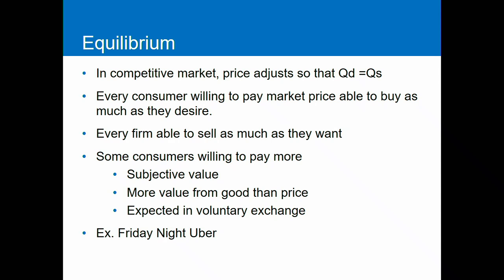So in equilibrium, when there's a competitive market, so we're talking about a lot of buyers and a lot of sellers, remember that's an assumption when we're talking about equilibrium in these couple chapters. Later on, we'll talk about when there's not many buyers and sellers, but for now, we're assuming that there's a lot of competition going on. So what's going to happen is the price adjusts so that the quantity demanded equals the quantity supplied.